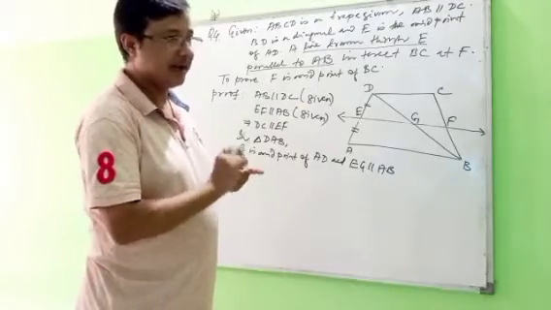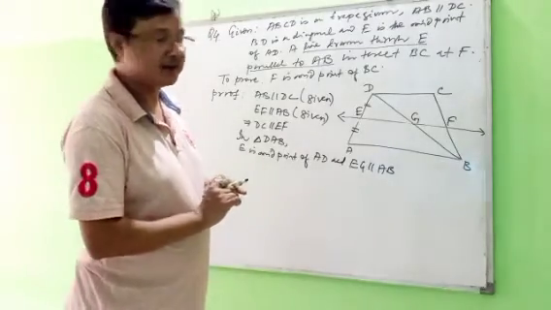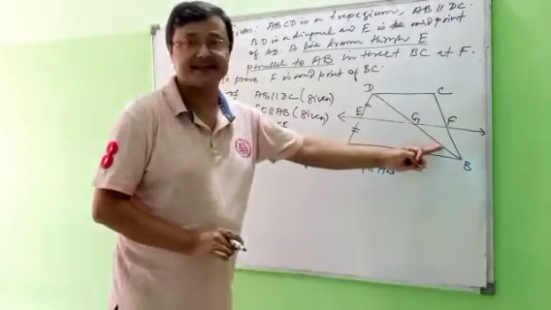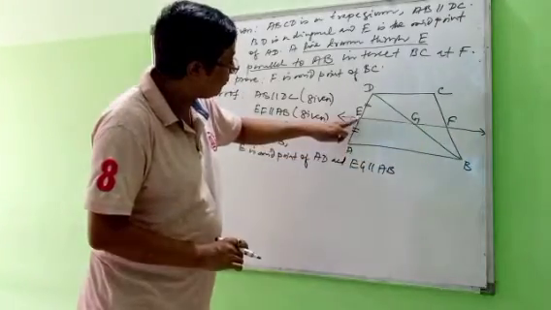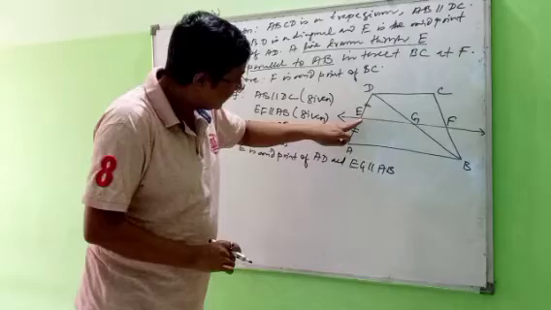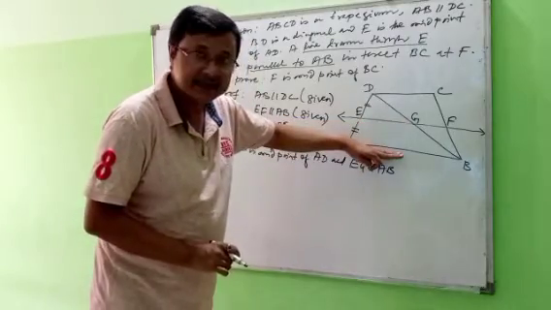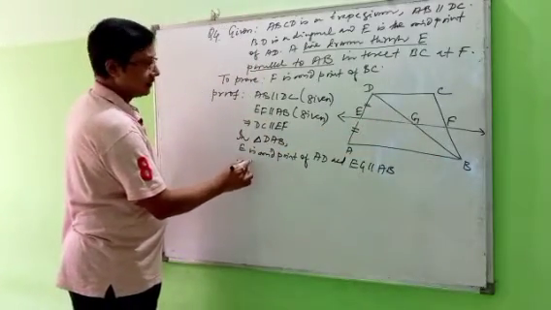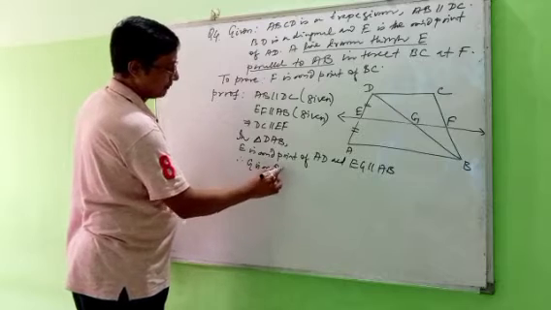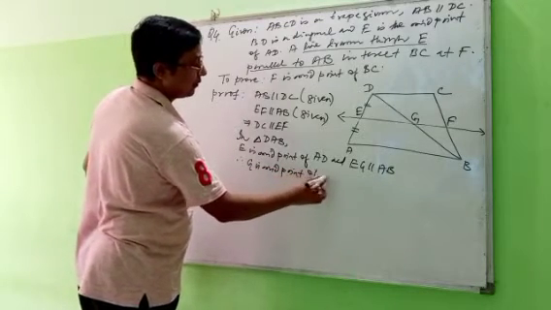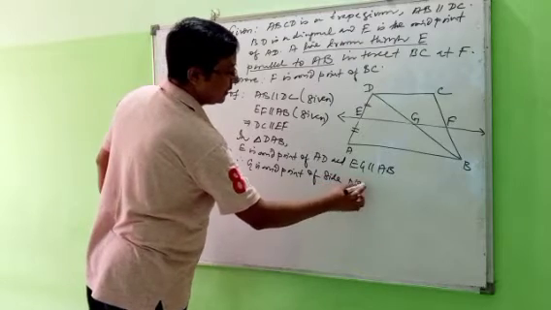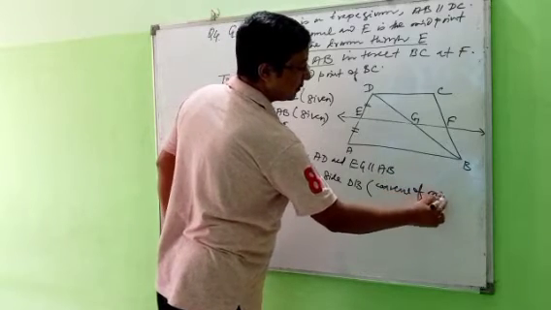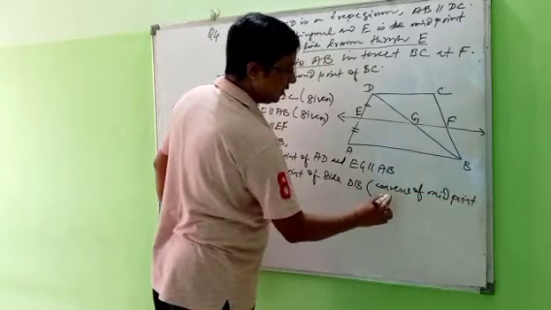What is the converse? The line drawn through the midpoint of one side of a triangle parallel to another side bisects the third side. That is why, since here E is the midpoint of the side AD and EG is parallel to AB, naturally G is the midpoint of the side DB. Therefore G is the midpoint of side DB. This is through the converse of the midpoint theorem.